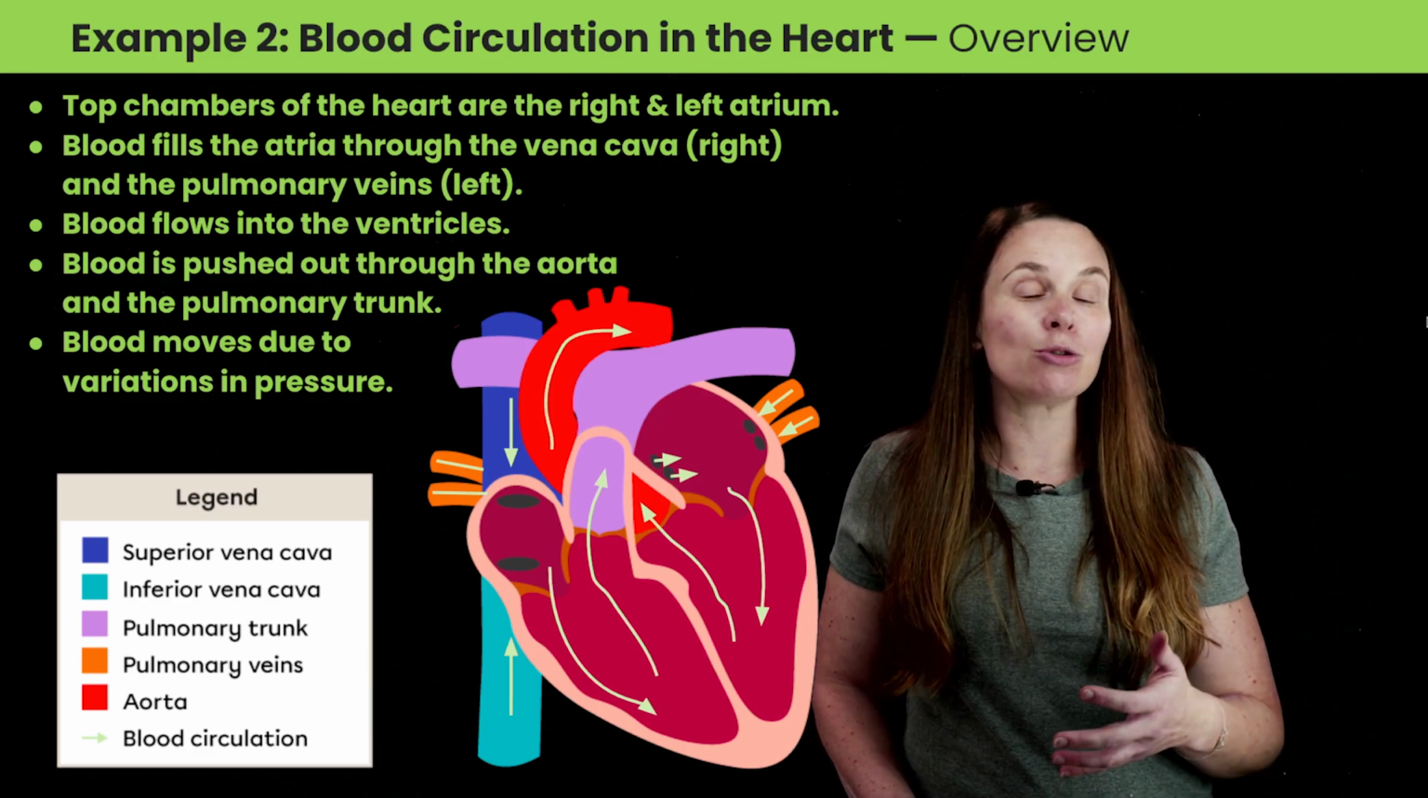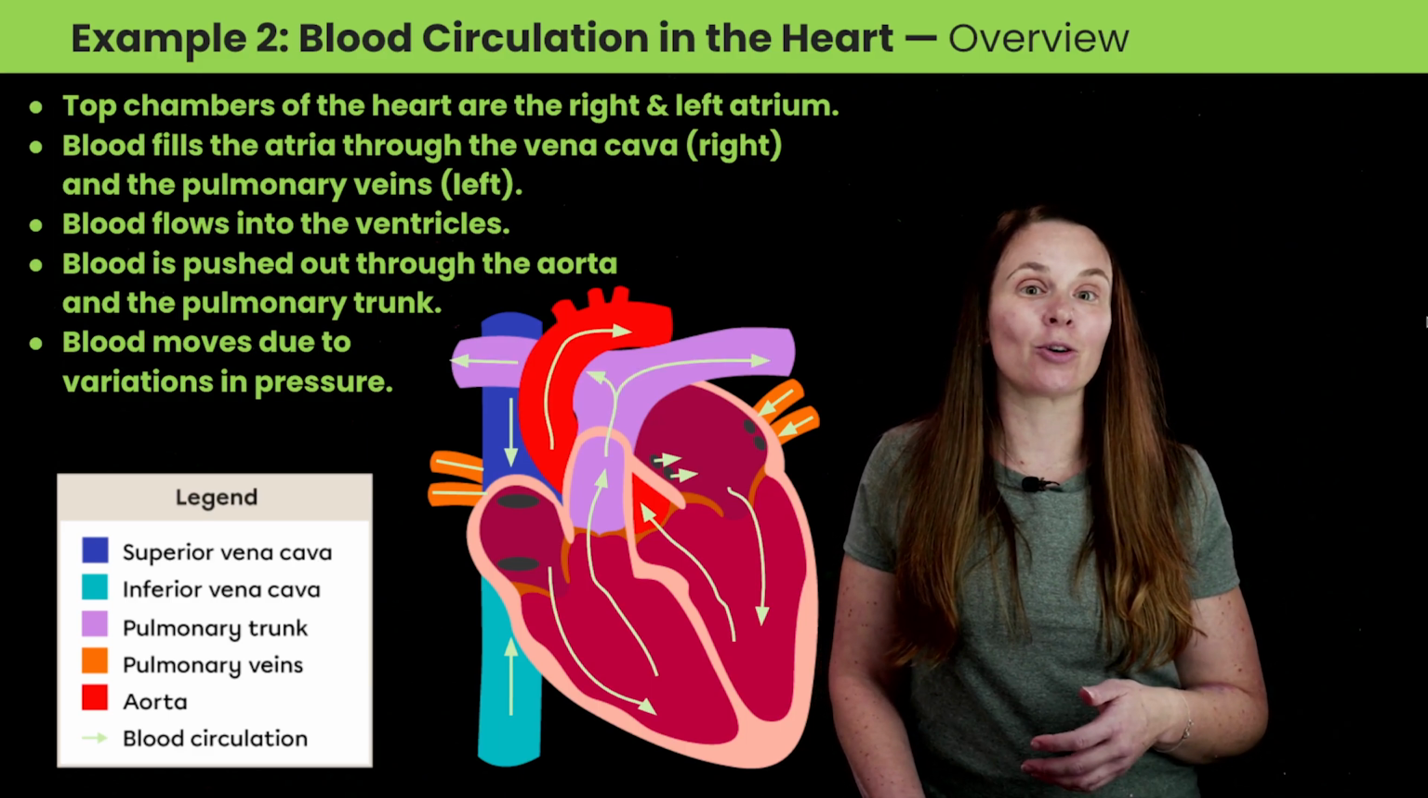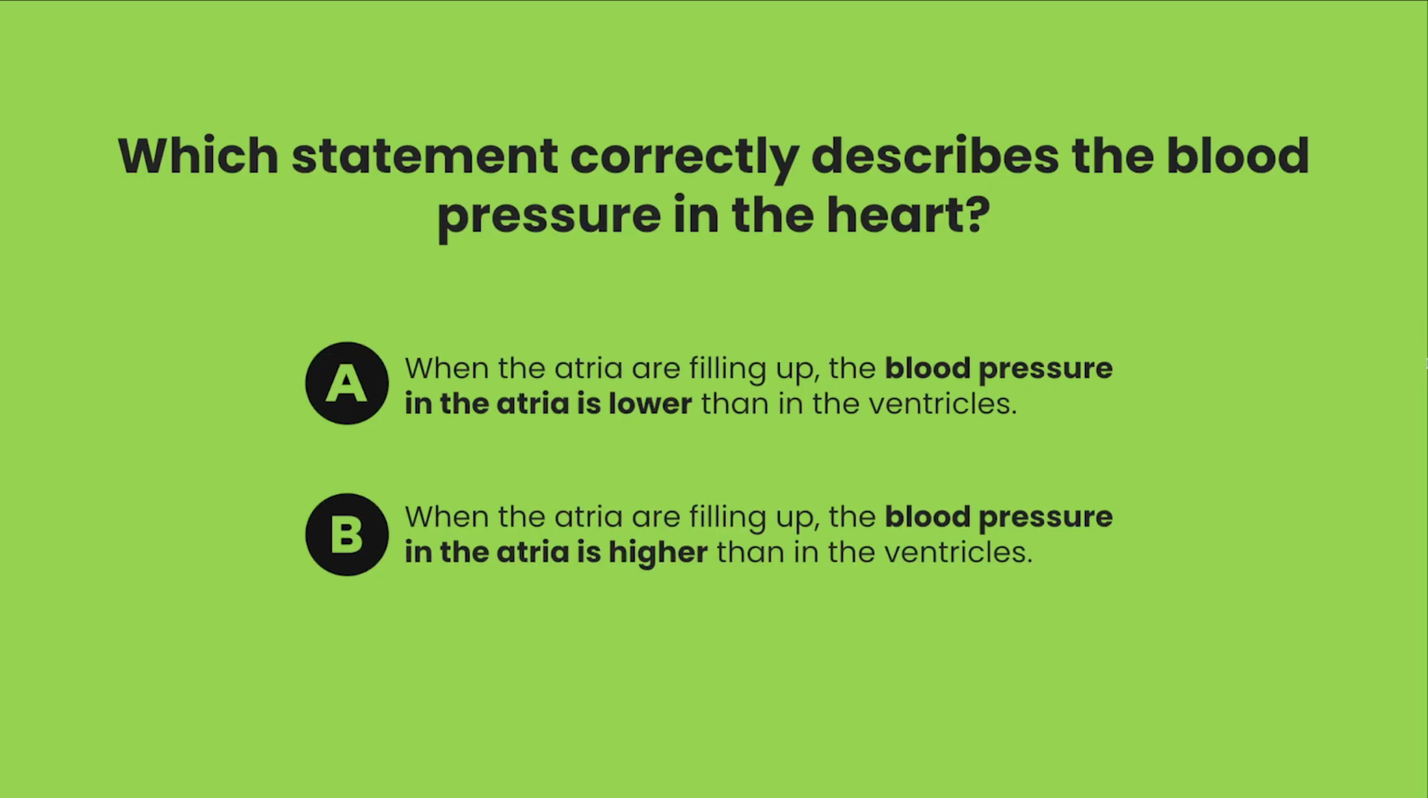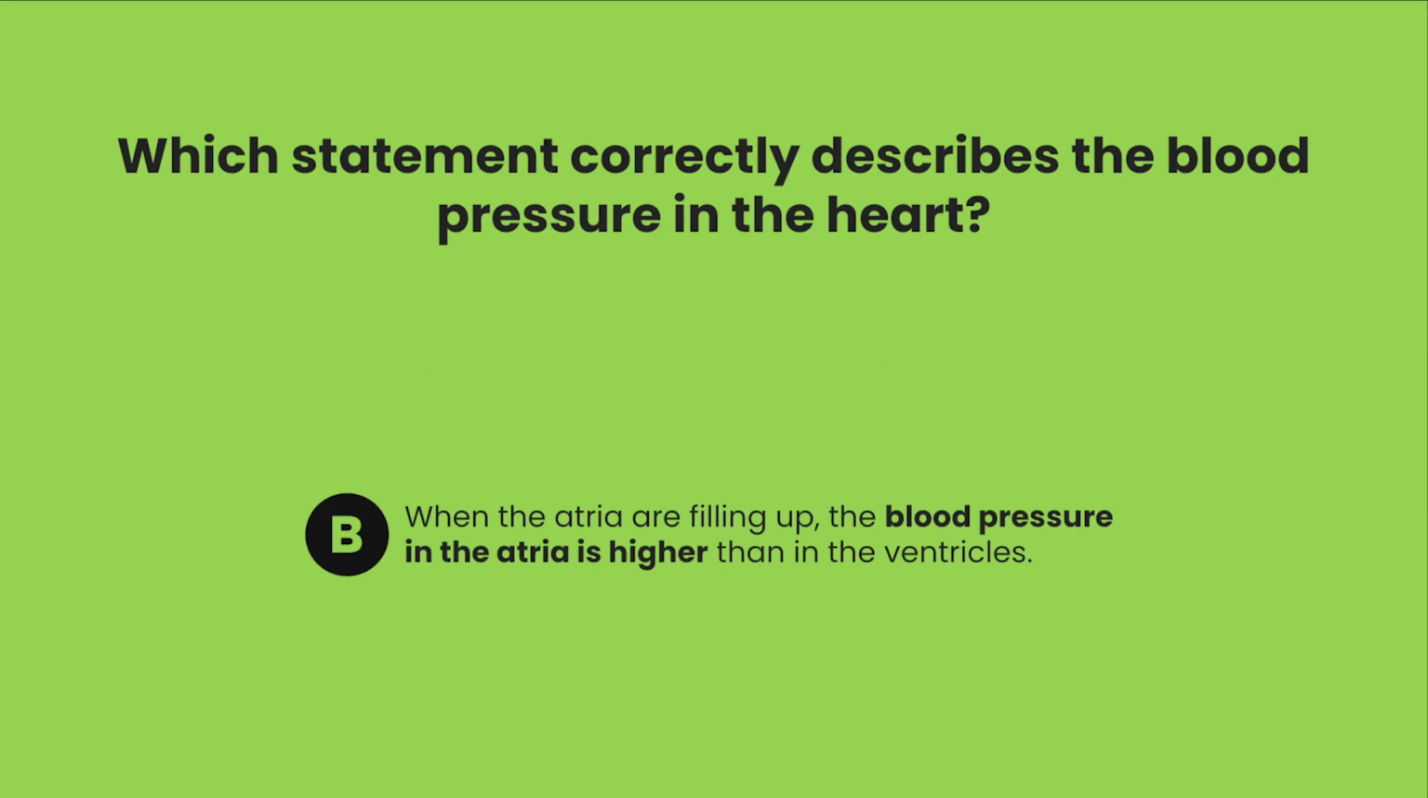Blood moves due to a variation in pressure, and so we're going to be exploring that further. Which statement correctly describes the blood pressure in the heart? Is it A, when the atria are filling up, the blood pressure in the atria is lower than in the ventricles? Or B, when the atria are filling up, the blood pressure in the atria is higher than in the ventricles? The answer is B. When the atria are filling up, the blood pressure in the atria is higher than in the ventricles.